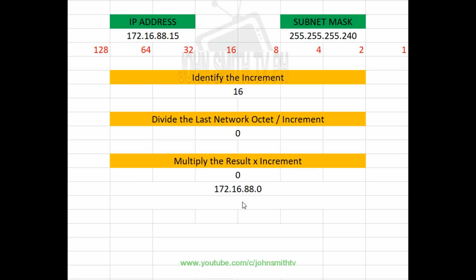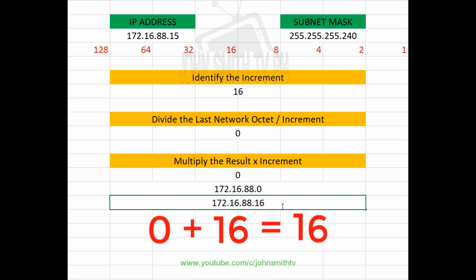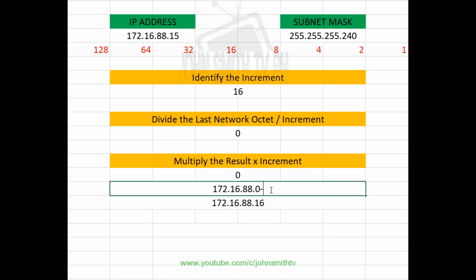172.16.88.0. And para malaman natin kung ano ang broadcast address niya or hanggang saan yung network range natin, kailangan natin kuhanin yung next network. 172.16.88.0 plus 16 ay 16. Then, 172.16.88.15. Our broadcast address is 172.16.88.15 para sa network ID natin na ito.